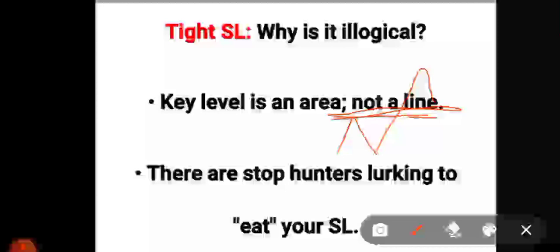So have that in mind when placing your stop loss. I want to place my stop loss below that area, so that if the market breaches it, we know that yes, the market has broken the area, and now you can call it a break of structure or whatever. So just understand that. The second thing is that there are stop hunters.